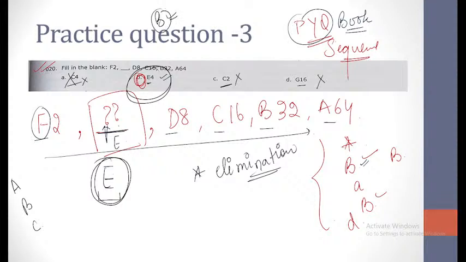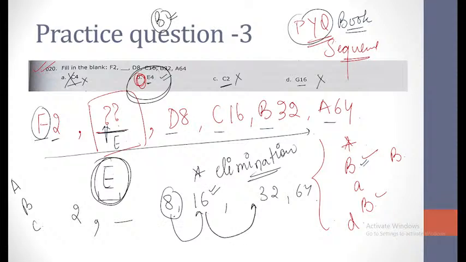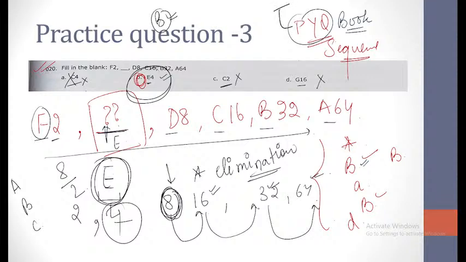But let's solve the other thing as well. First you have 2, then a blank, then 8, 16, 32 and 64. So what can we observe? We are seeing that the next consecutive number is a double of the previous one. So 8 double 16, 16 double 32, 32 double 64. So obviously this 8 would be double of this particular number, and when we divide 8 by 2, we get 4 as the answer. So the answer for this would be E4, and this is only in one option. So the answer is option B.